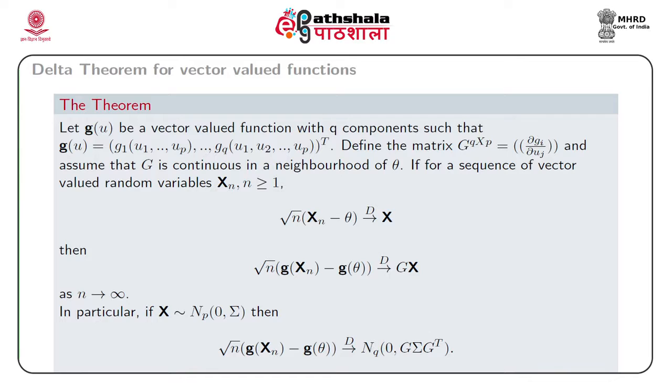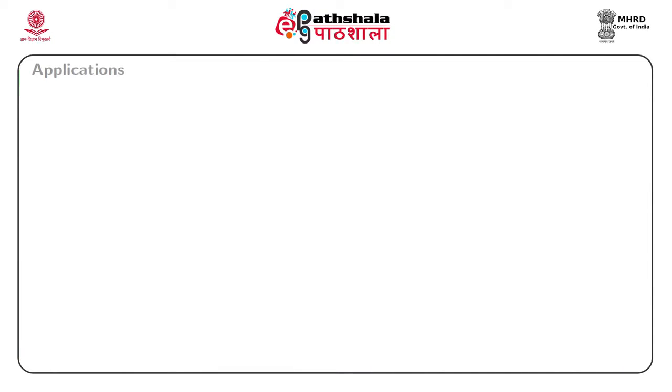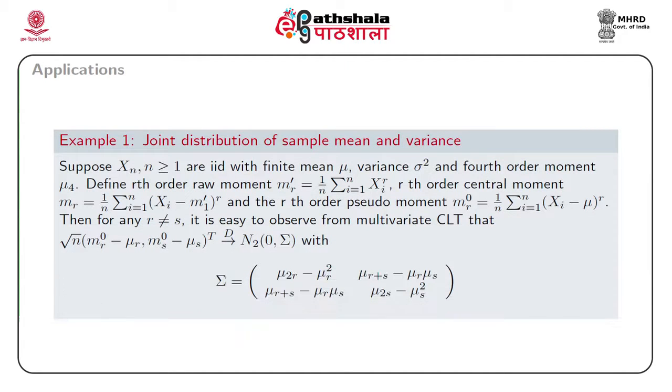As our first example, consider the joint distribution of sample mean and variance. Suppose Xn are IID with finite mean mu and variance sigma square, and fourth order moment mu 4. Define the rth order raw moment m r dash as 1 by n summation i from 1 to n Xi to the power r, the rth order central moment as 1 by n summation i from 1 to n (Xi minus m1 dash) whole to the power r, and the rth order pseudo moment m r naught, which is defined as 1 by n summation i from 1 to n (Xi minus mu) whole to the power r.